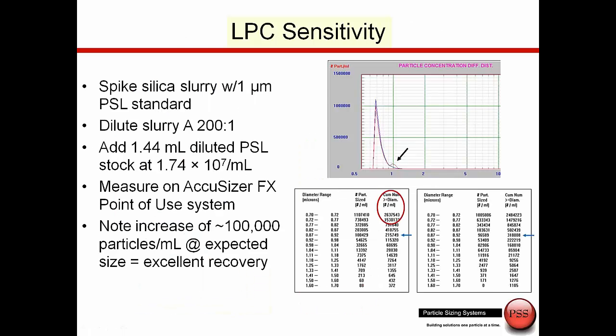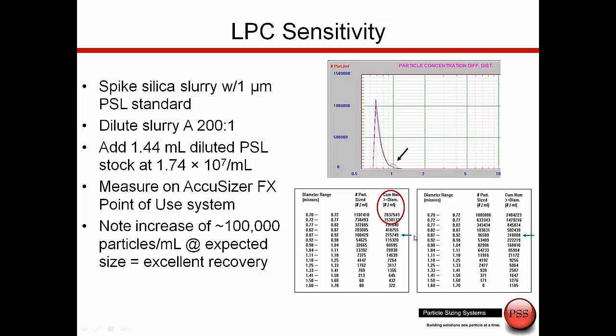So now let's start looking at some data we have collected using our systems for some CMP slurries. Here what we did is we took a silica CMP slurry and we spiked it with 1 micron polystyrene latex particles. What we wanted to do is check the sensitivity to find these large particle counts in a silica CMP slurry. Since we controlled this in the laboratory, we actually knew that we were injecting on the order of 100,000 particles per ml, right at about 1 micron. And as you look at the concentration before and after the spike, you'll see roughly a 100,000 particles per ml increase right here at 1 micron, proving how accurate the AccuSizer is in finding these large particle counts.